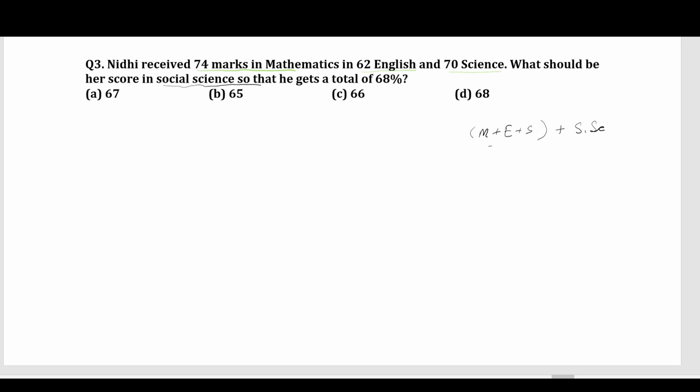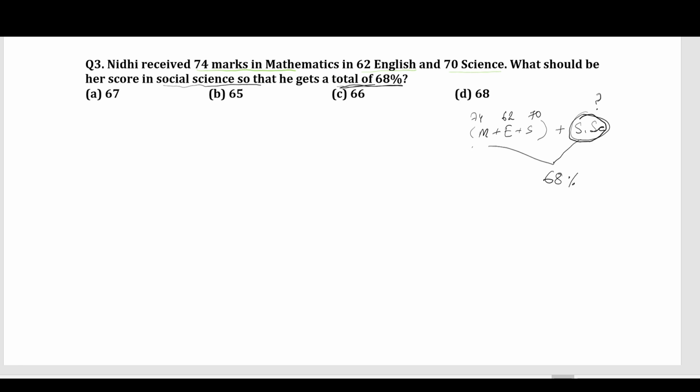Total of 68%. Which subject? The percentage is 68%. Maths is 74, English is 62, science is 70. So the social science mark we have to find. Social science mark is on hold. The total is 68%. Social science is on hold.